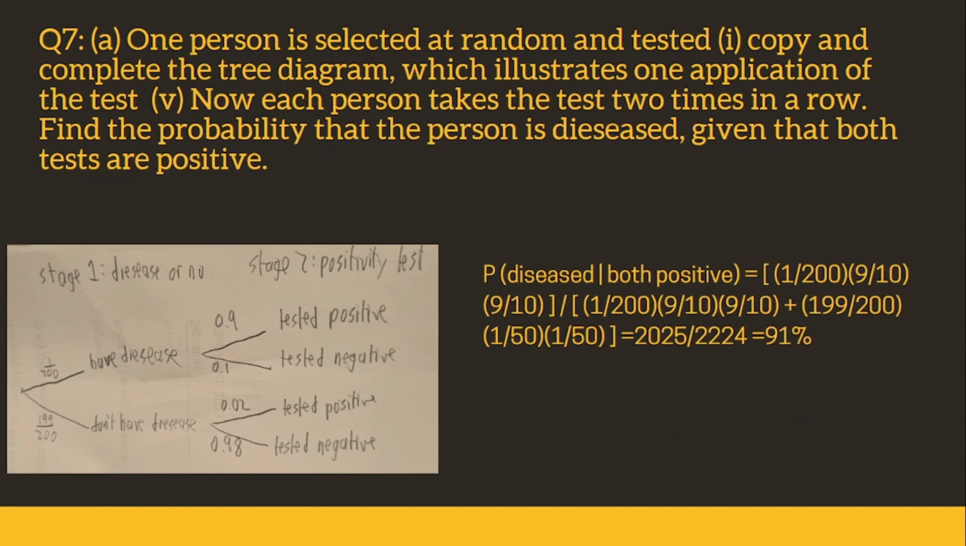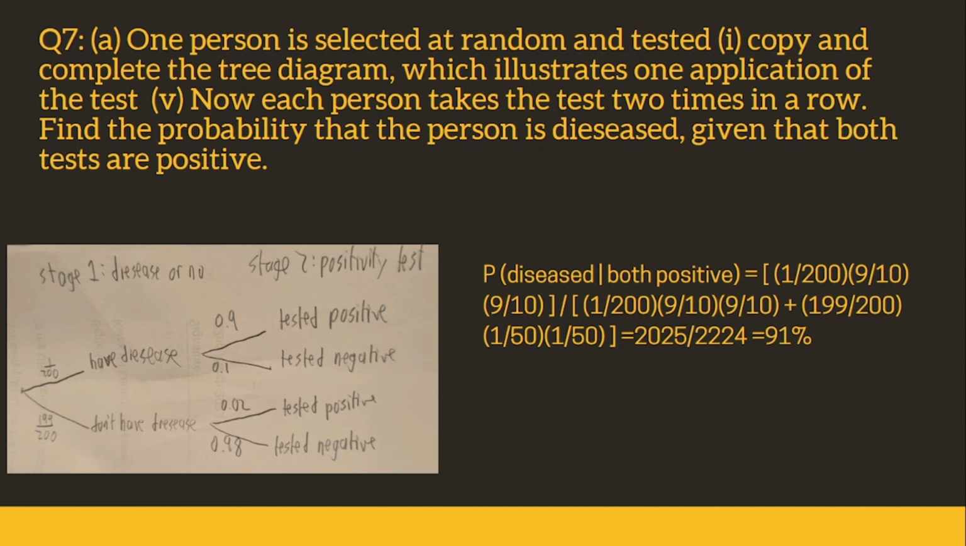Then for the last part, where they take two tests in a row, you can draw the tree diagram, but you don't necessarily need to. If it's both positive, you still have the conditional probability. So in this section, it is going to be has the disease, positive, positive. We just apply 2 rounds of being tested positive, so 2 lots of 9/10. Then we divide by the case where he is positive twice, so 2 lots of 9/10 times the 1/200. Then for the case where he doesn't have the disease but tested positive twice, it will be 199/200 × 1/50 × 1/50 again. And that will give you about 91%.